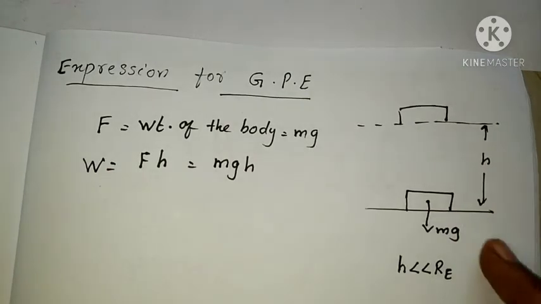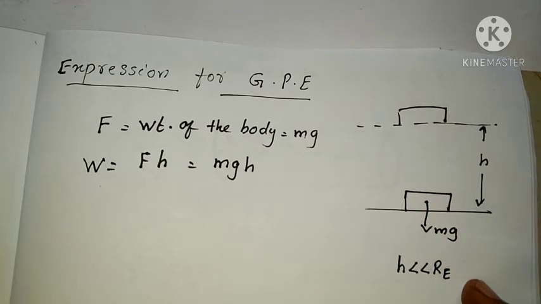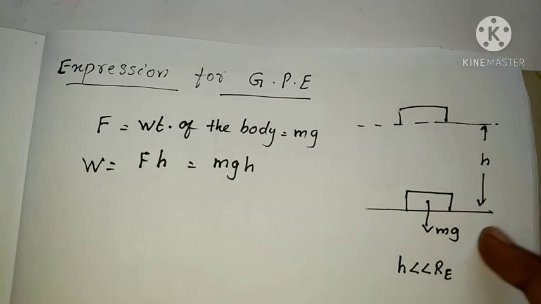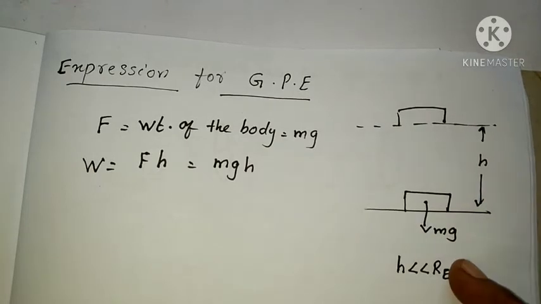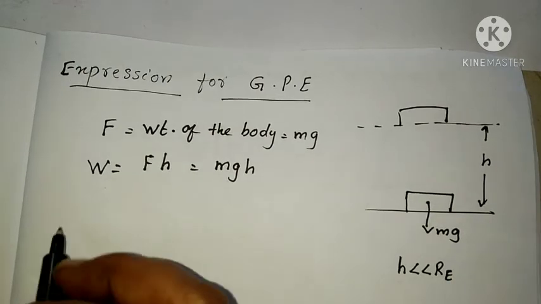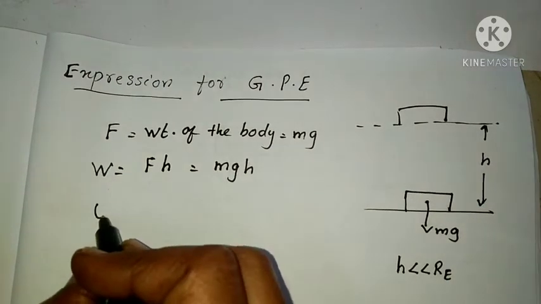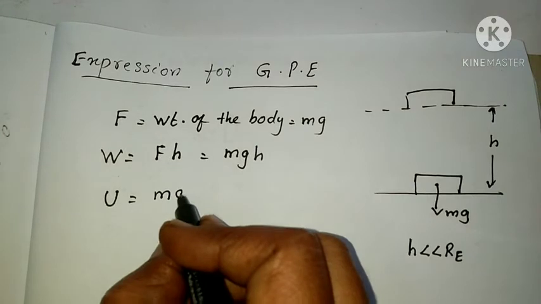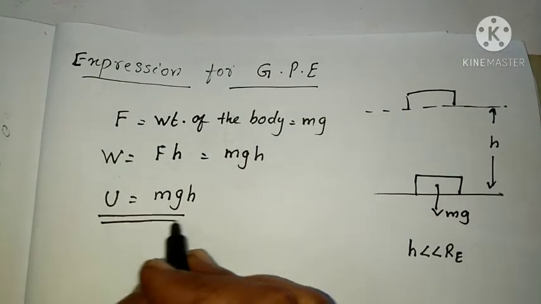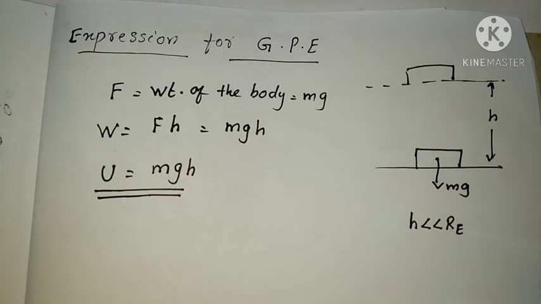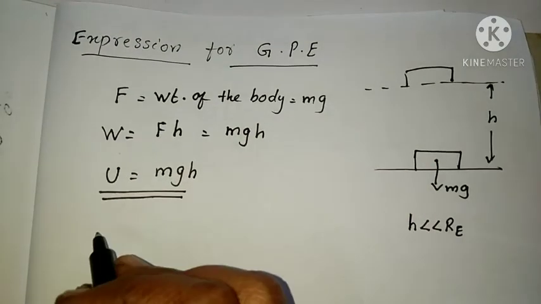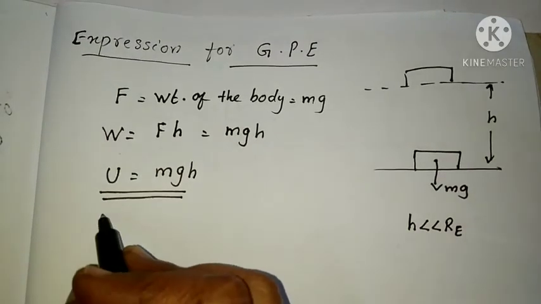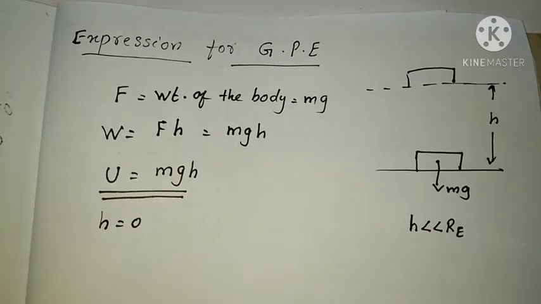The gravitational force is acting downwards, so you have to do the work against this gravitational force. This work done against the gravitational force is stored as the gravitational potential energy, denoted as U. So U equals mgh. This is the expression for the gravitational potential energy. Clear? At the surface of the earth, what is the gravitational potential energy? At the surface of the earth, this height h is equal to 0. At the surface, h equals 0.